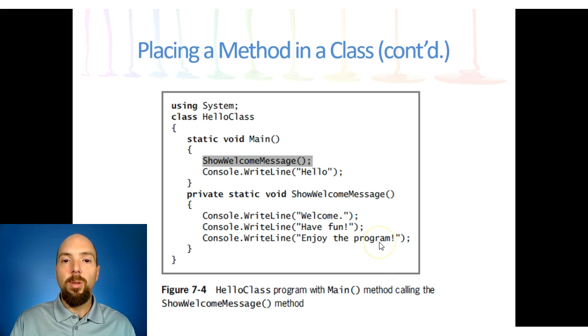And then what it will do is it will immediately return. And the question is, what is it going to return? Well, here you notice that the return type is void, so nothing gets sent back to the calling method. It will immediately return back to where it left off, and it will start the next line of code. Nothing was returned, so main just picks up where it left off, and it will say hello. So what this should do is say, welcome, have fun, enjoy the program, hello.